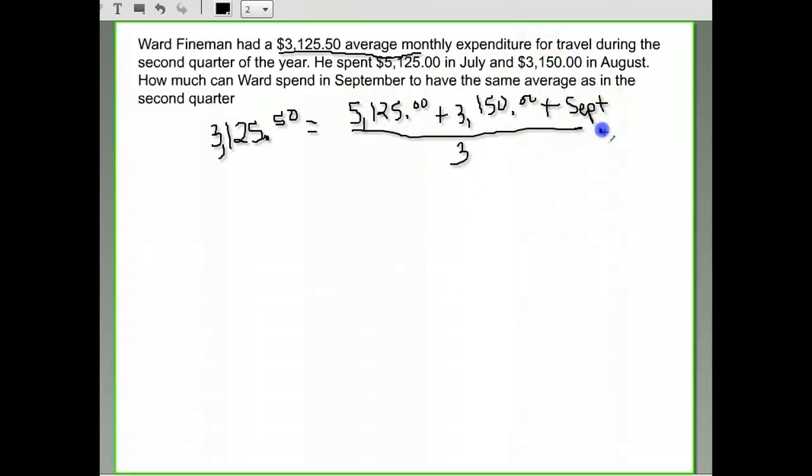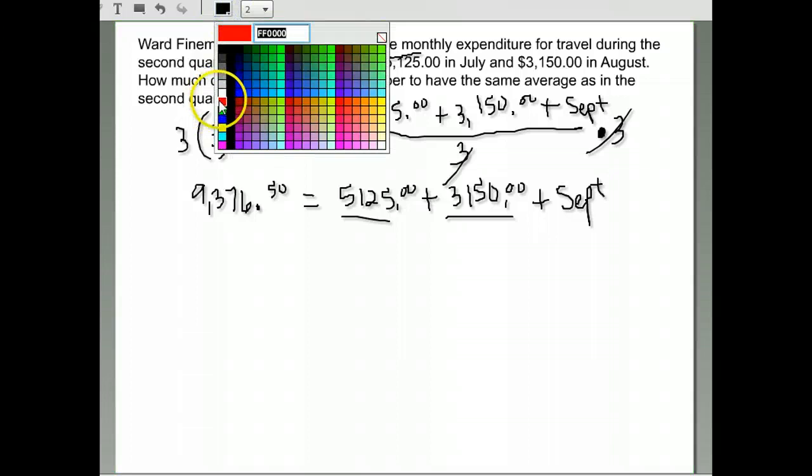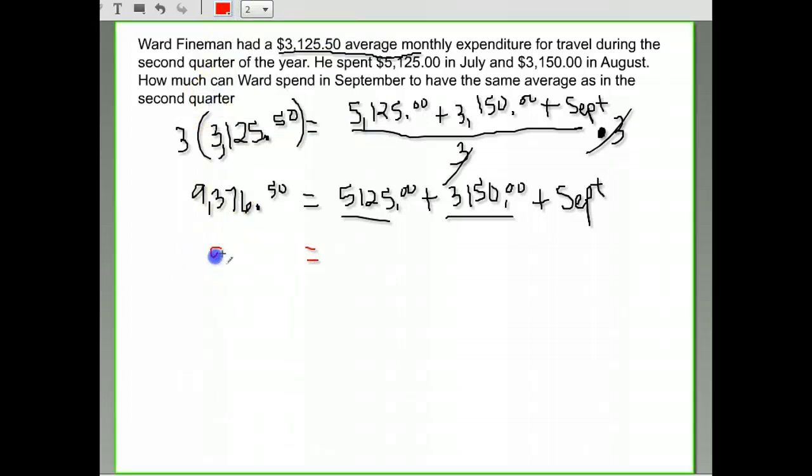We need to solve for September, so let's get rid of the division. Multiply both sides of the equation by 3. When we do that, we get $9,376.50 equals $5,125 plus $3,150 plus whatever we had for September. Go ahead and total the two values that we know. So add together the $5,125 and the $3,150. We get $8,275 plus whatever we have in September.